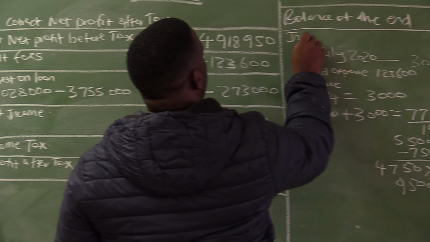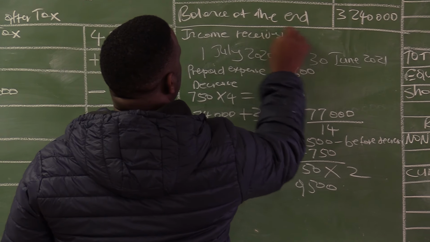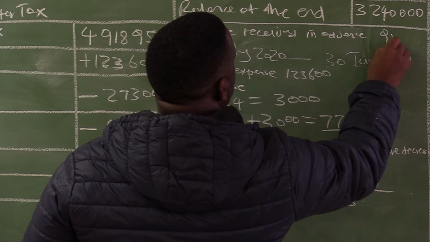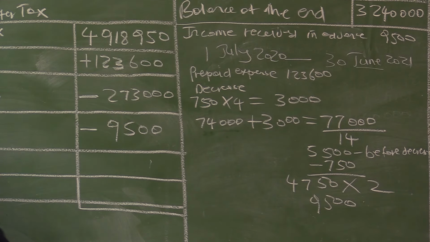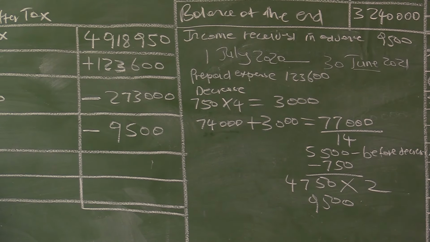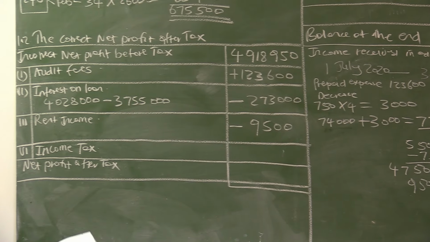Let me just write it down here so that I do not forget the income received in advance. The income received in advance, which will be part of the balance sheet, we have 9,500. Right? Okay. The following transaction, which is transaction number 4.